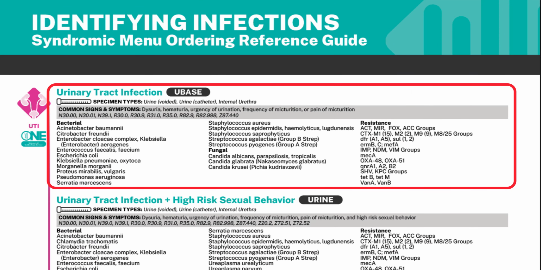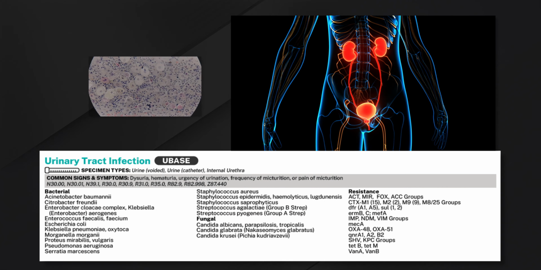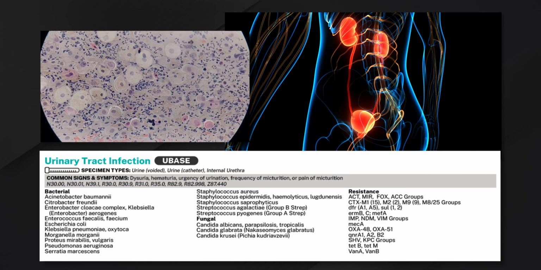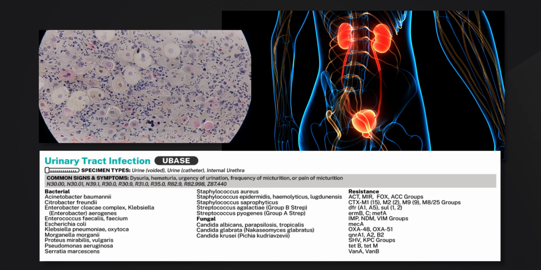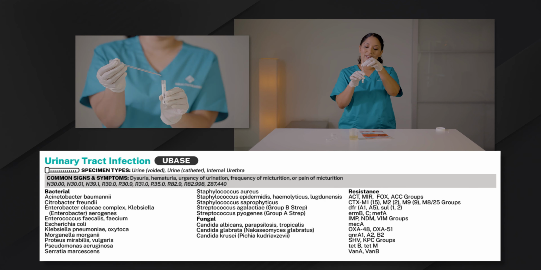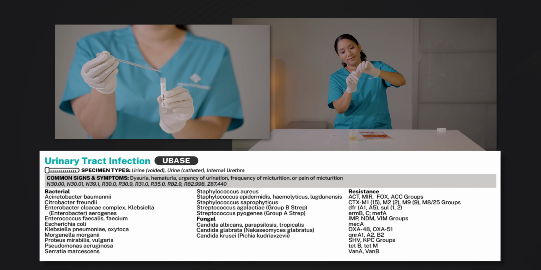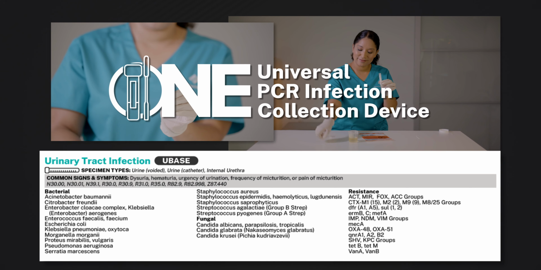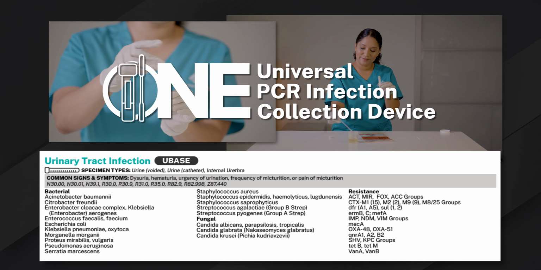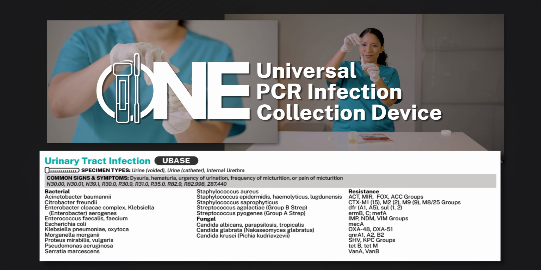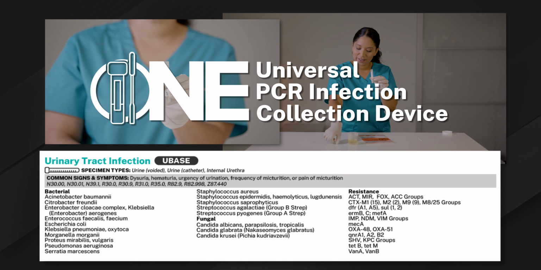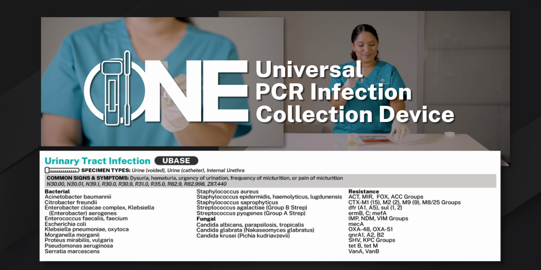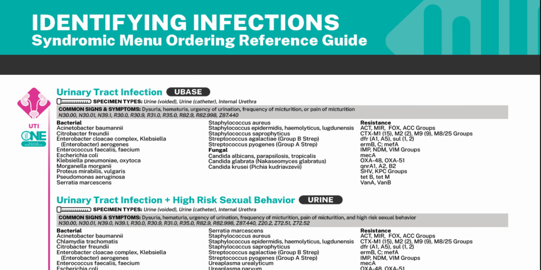Our urinary tract infection menu tests for the most common bacterial and fungal pathogens implicated in UTIs. This is a great menu for patients with dysuria and frequency or urgency of urination. Because HealthTrackRx uses molecular testing, our tests are less prone to sample contamination thanks to our one universal collection device. Any organisms present during collection are killed when placed in the collection device, preventing growth in transit and ensuring an accurate reflection of the microbial load at time of collection. This means contamination is less likely to impact results.